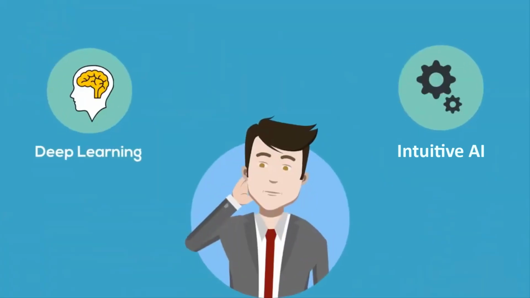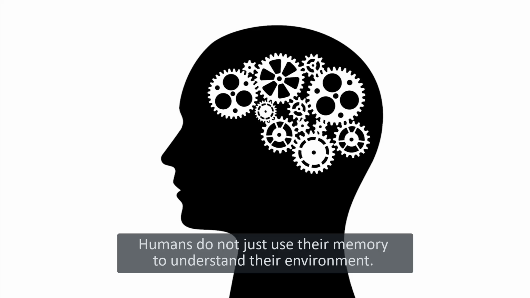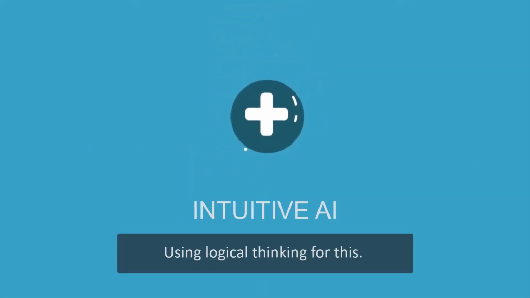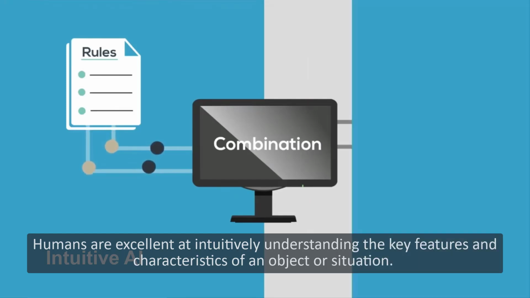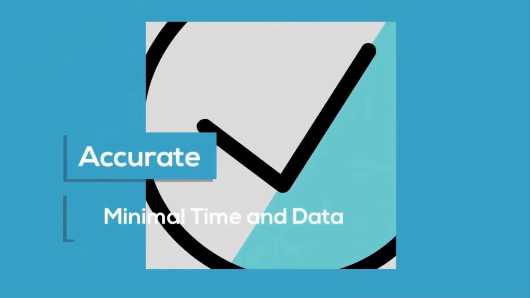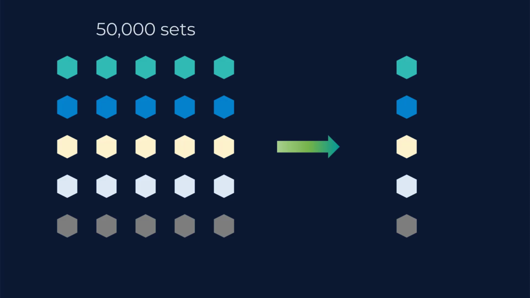This is where Omniscient's unique AI methodology comes to the fore. Humans do not just use their memory to understand their environment. They are also very adept at using logical thinking for this. Humans are excellent at intuitively understanding the key features and characteristics of an object or situation. A small amount of guidance from a human on which features are important can significantly reduce the amount of data that the computer system requires for training itself from 50,000 sets of data down to perhaps 5 or 10.